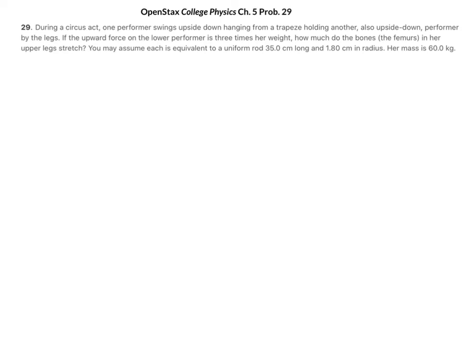Let's look at OpenStax Chapter 5, Problem 29. During a circus act, one performer swings upside down, hanging from a trapeze, holding another, also upside down, performer by the legs. If the upward force on the lower performer is 3 times her weight, how much do the bones, the femurs, in her upper legs stretch? You may assume each is equivalent to a uniform rod of 35 centimeters long and 1.8 centimeters in radius. Her mass is 60 kilograms.